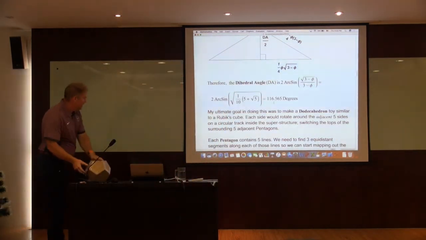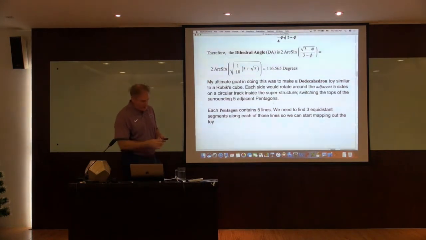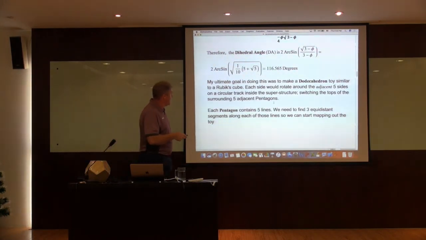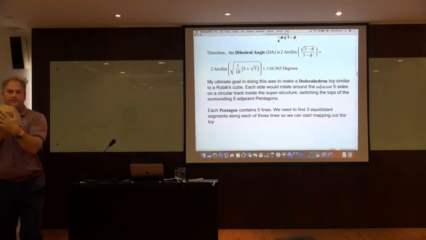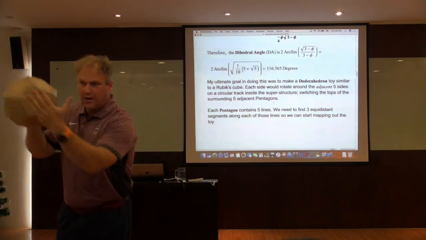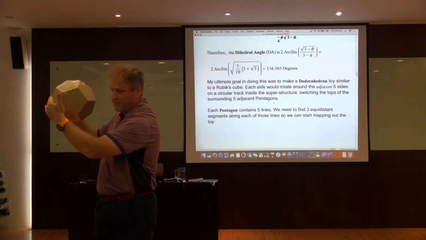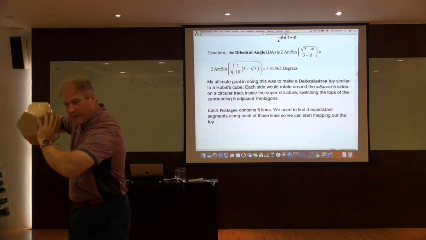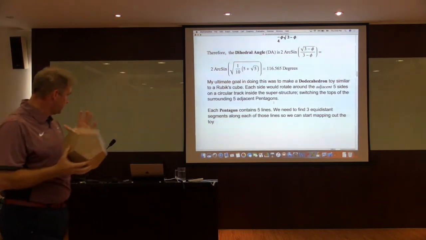Okay, so my ultimate goal was to make a dodecahedron toy similar to a Rubik's Cube. As I said, each side would rotate around adjacent five sides. So you can imagine, it's complicated, right? Because if I do this one, what does adjacent mean? Well, adjacent to this triangle is next. This is adjacent, this is adjacent, this is adjacent, this is adjacent, this is adjacent. So you imagine when you turn, all that stuff's going to change.